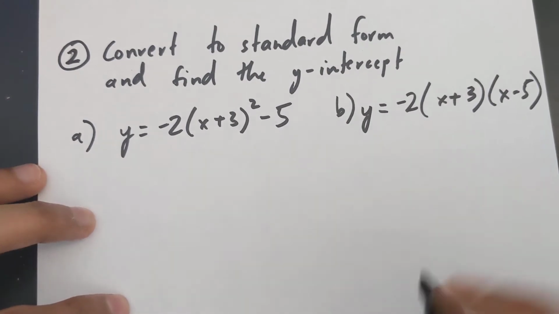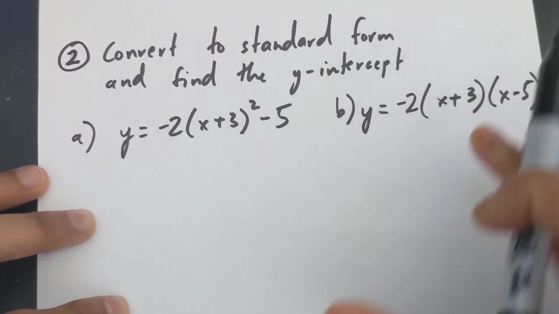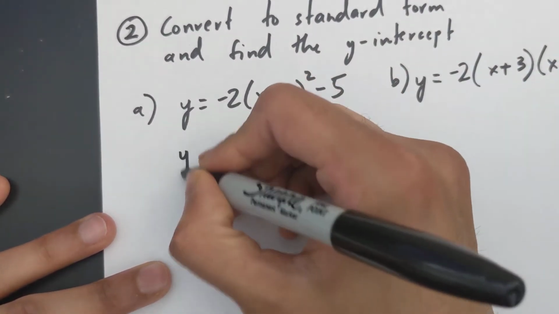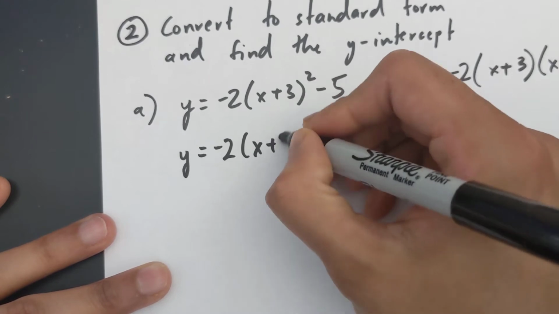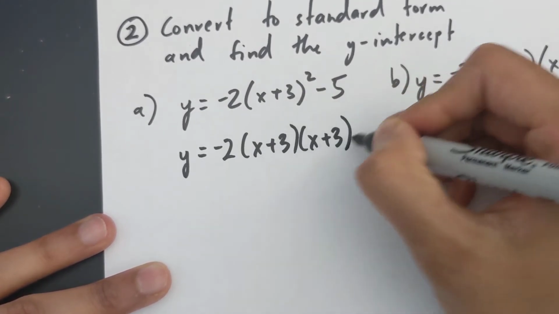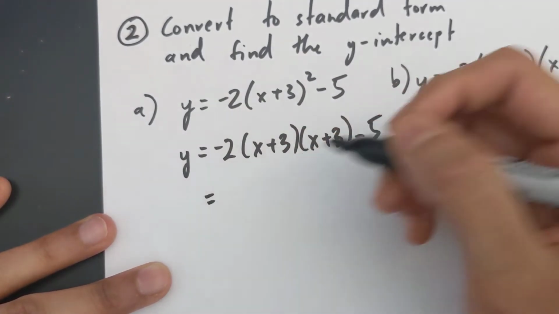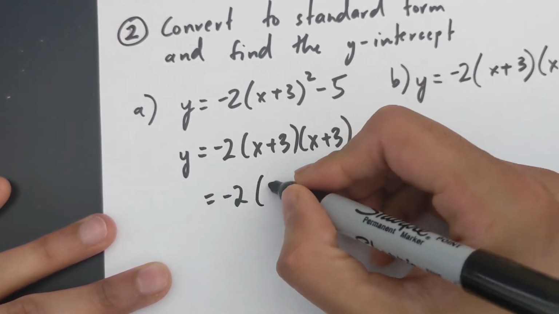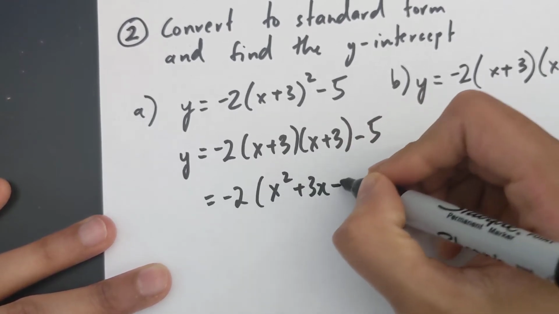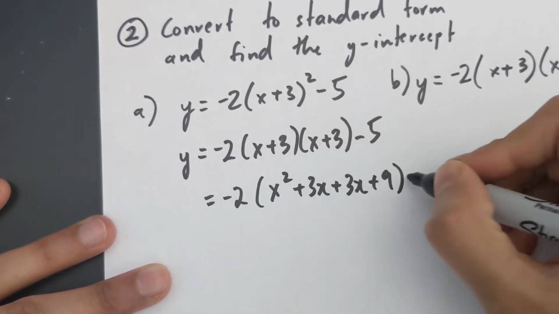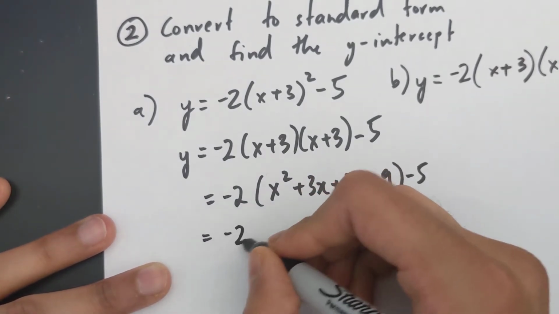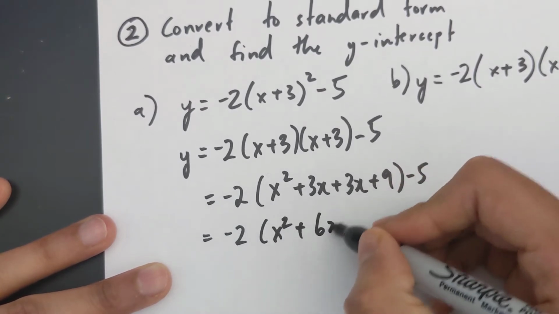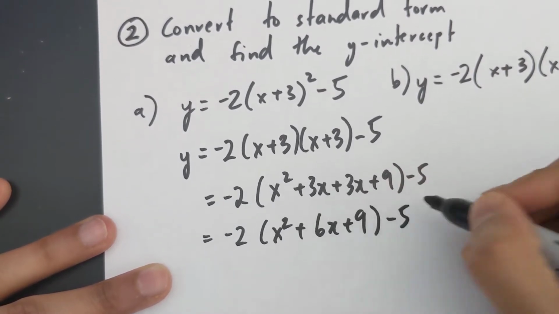Question number 2 tells us to convert these equations to standard form and then find the y-intercept. So this is vertex form right here. The first thing I'm going to do is write that bracket out twice. The next thing that I'm going to do is expand these two brackets by FOIL. So that's going to be x squared plus 3x plus 3x plus 9. I'm going to simplify the inside a bit, so minus 2 times x squared plus 6x plus 9 minus 5.